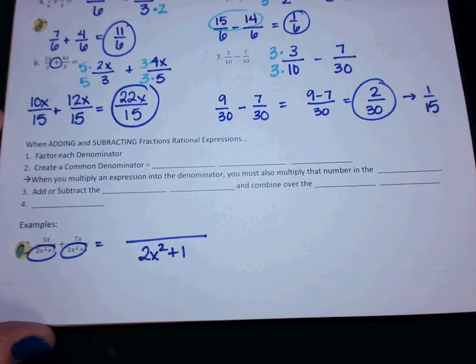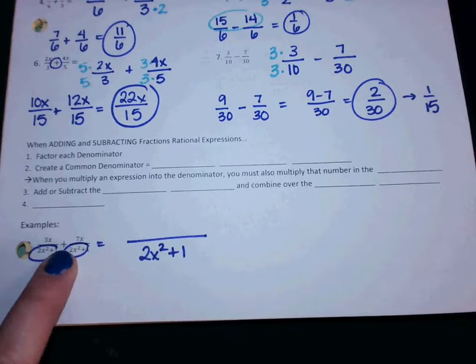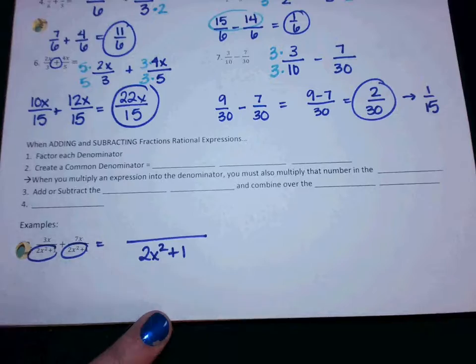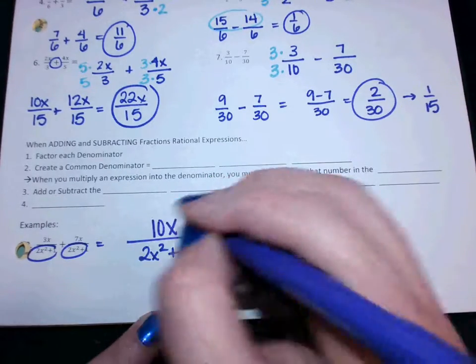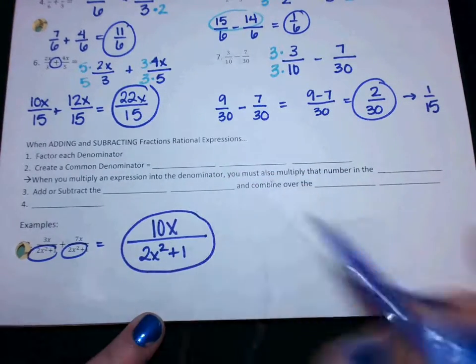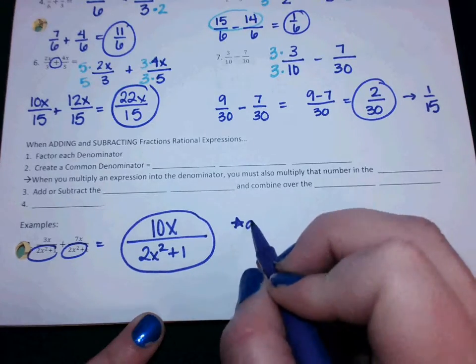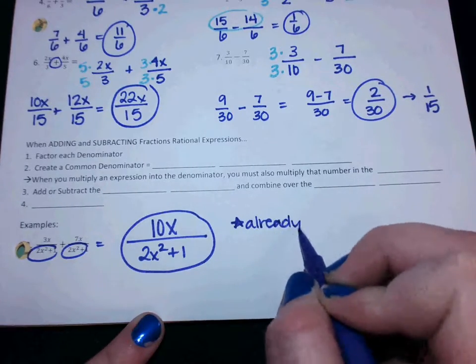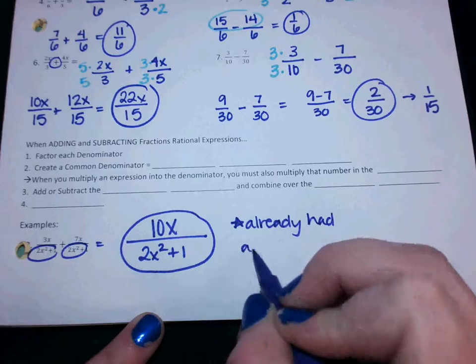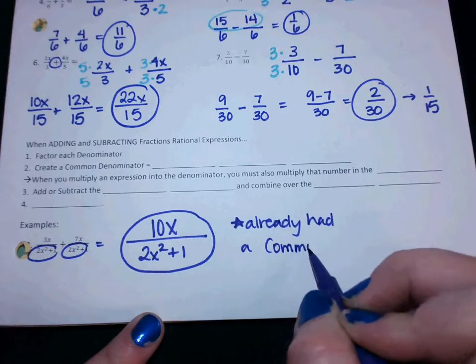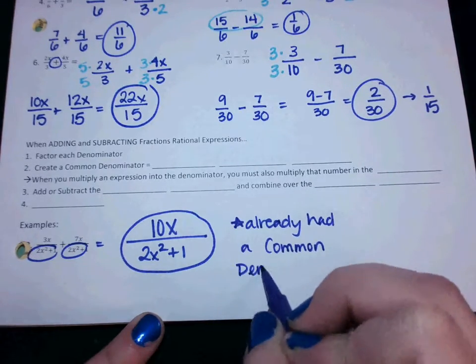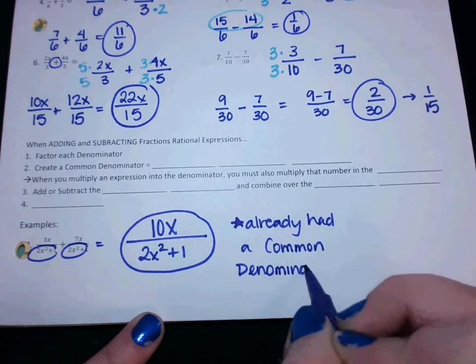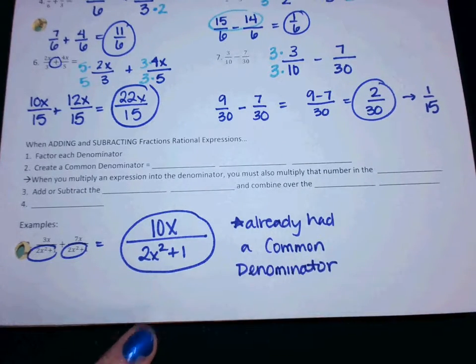And then what do I do at the tops? Add or subtract since I already had a common denominator? Add because there's a plus in the middle. So 3x plus 7x is 10x and you're done. Now I'm going to put a little star here and say this one already had a common denominator. Okay, so that's why that one was just kind of like already, it was basically done.